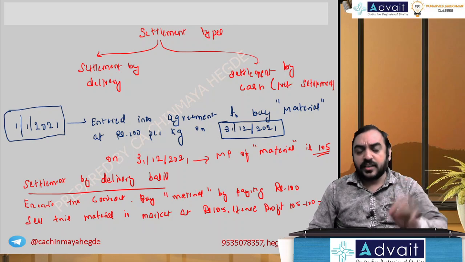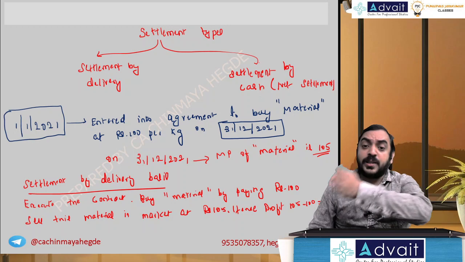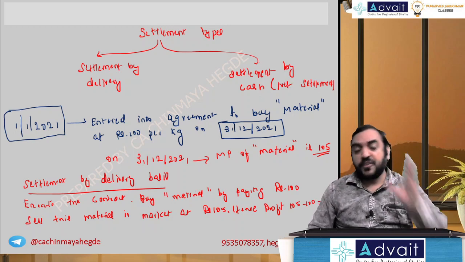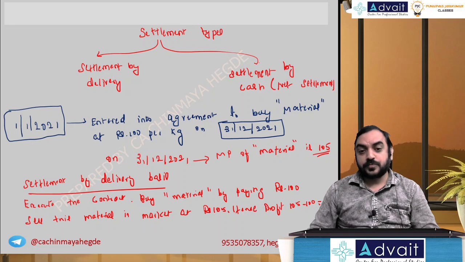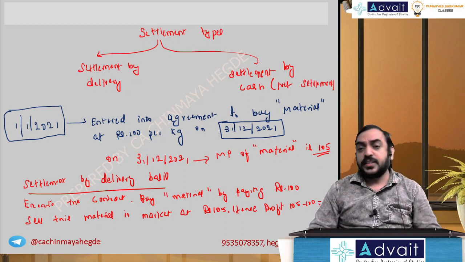Execute the contract, make a payment of 100 rupees, get the material, sell this material in the market at 105, and you make a profit of 5 rupees. This is what settlement by delivery basis means.